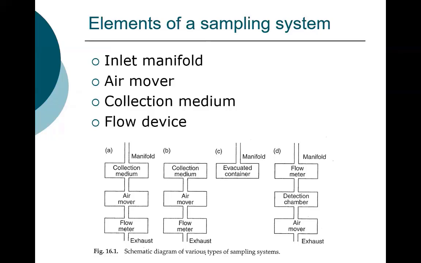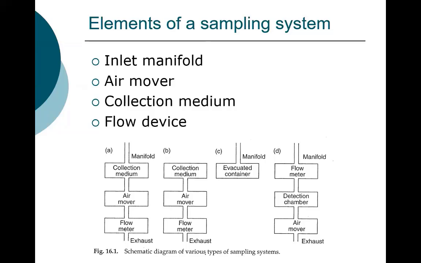You're pulling air through that, and you've got a flow meter to measure your flow rate. C is a stainless steel or Tedlar bag. So stainless steel container or a Tedlar bag. You've got some sort of evacuated container. You're filling that with the air that you're looking to monitor. You would seal that and then take it back to the lab for analysis.